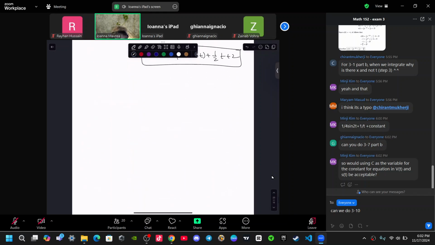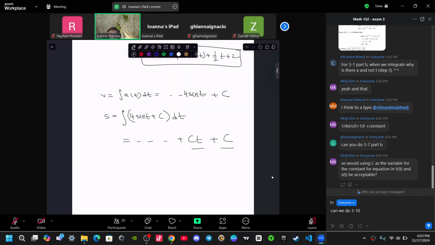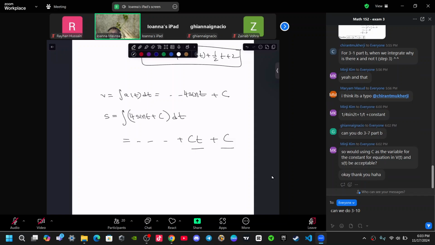What you're not allowed to do is have this say plus C and then keep it, like 4 sine of t plus c, let's say. And then say you don't find it because you don't feel like finding it yet. And then do this, and then write something horrible here. Something plus ct plus another c. That would be death. That's bad. Don't do that.